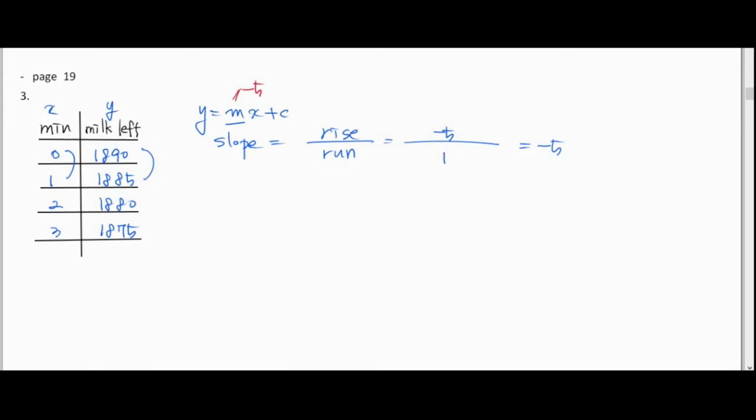And right now, we should find the y-intercept, which is c. The y-intercept is the point where x is 0. So when x is 0, y was 1890, so the y-intercept is 1890. And then let's write the equation down. y equals minus 5x plus 1890. This is the equation of the milk leaking in this situation.